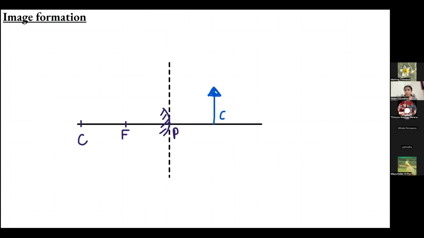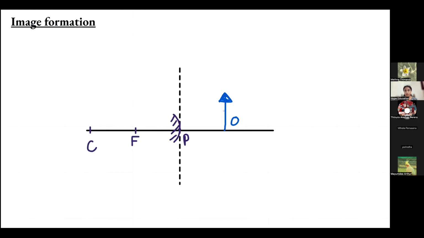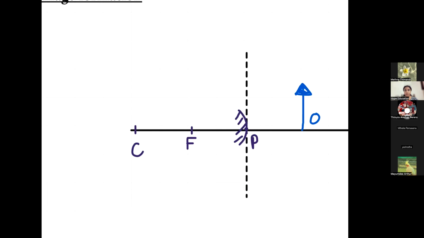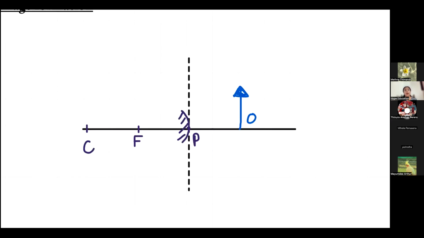Did you understand what I said, Lamai? Can you all give me a thumbs up if you understood? Others? Okay. So let's draw our ray diagram and see.